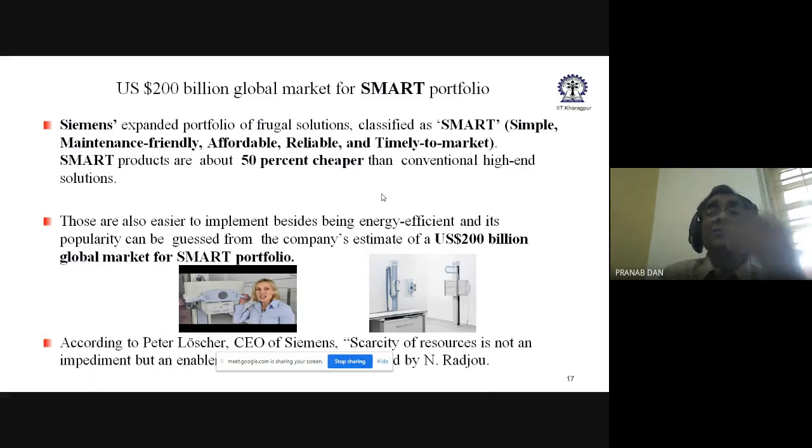Yeah, this is Smart. They have defined this as simple, maintenance friendly, affordable, reliable, and timely to market. The products are normally half the price, 50% cheaper. Incidentally, one may need to know that the market for this portfolio worldwide per year is 200 billion US dollars. So you can understand how large the market is. Therefore, if our innovators, our engineers, our students, our faculty members are working on this, there is a huge scope, be it from any discipline, be it thermal, fluidics, etc. Lots of manufacturing systems, design, whatnot. In fact, today, no engineering is complete by itself alone.